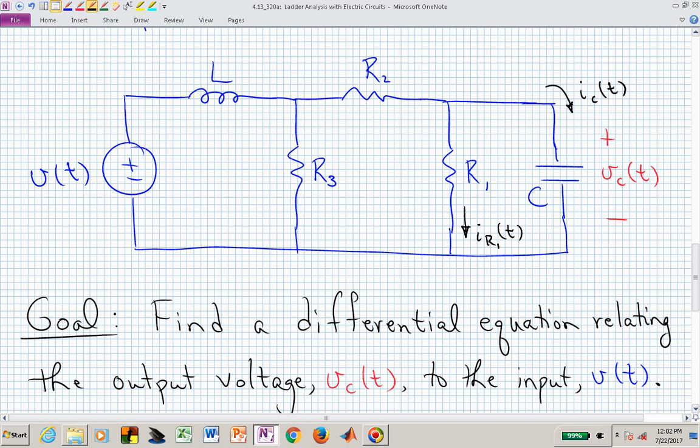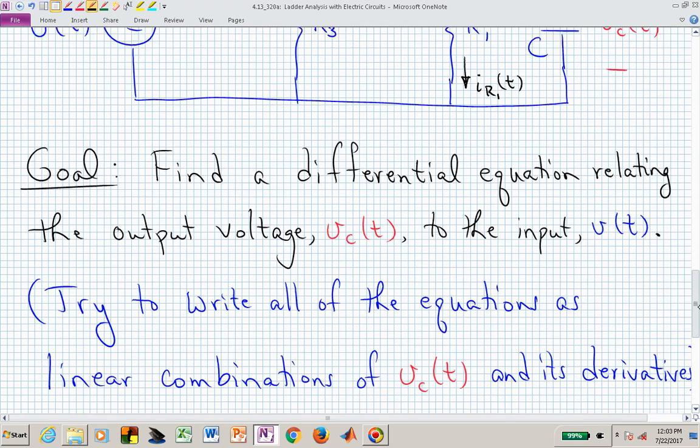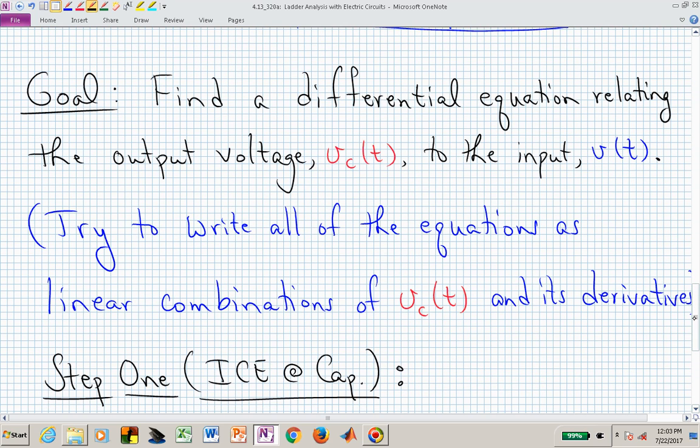And we can do that because we know that at this particular node A, that has the same voltage dropped across R1 as it does C. So let's do this process in a step-by-step fashion to try to come up with this second-order differential equation that connects the output variable V sub C to the input source V of t.